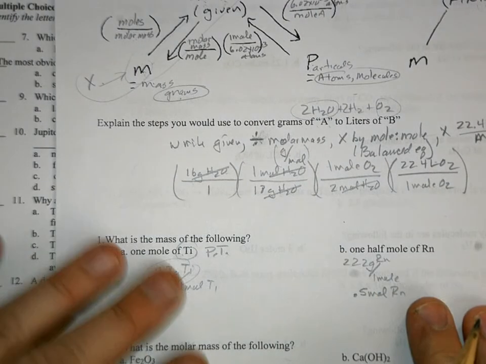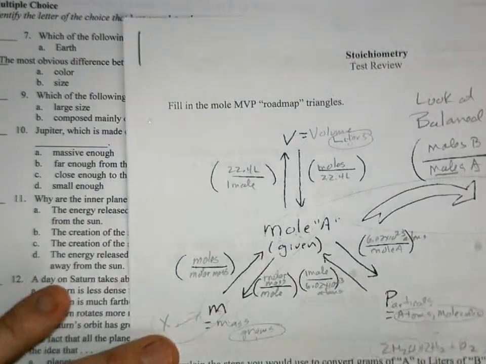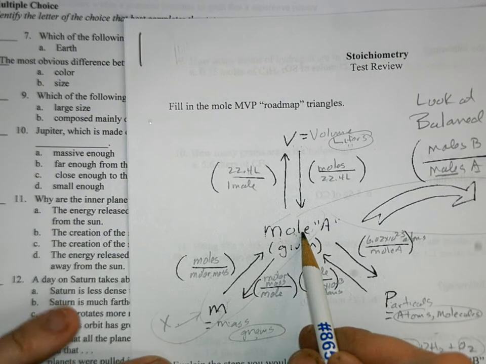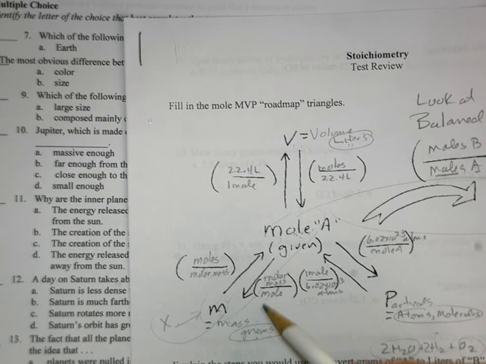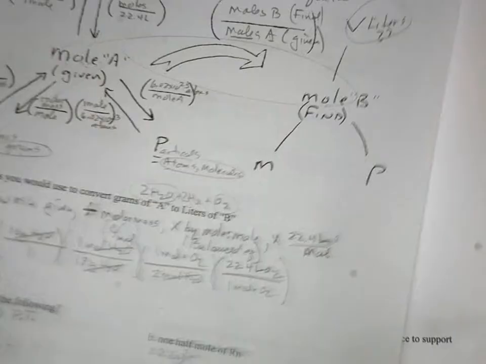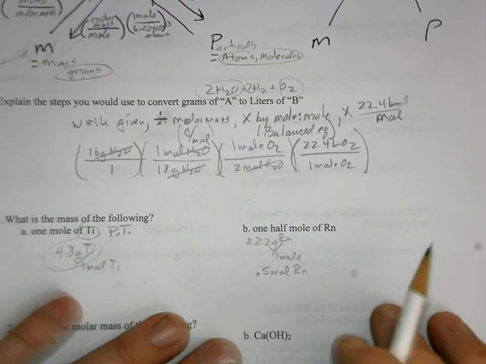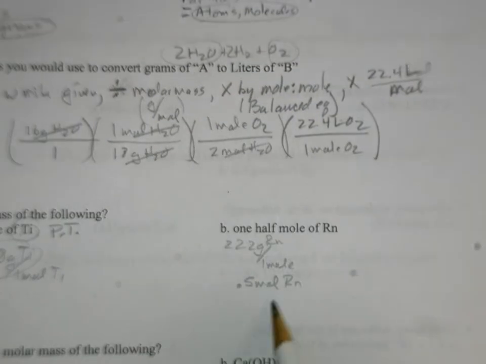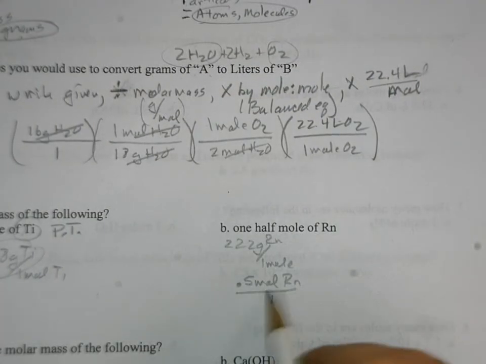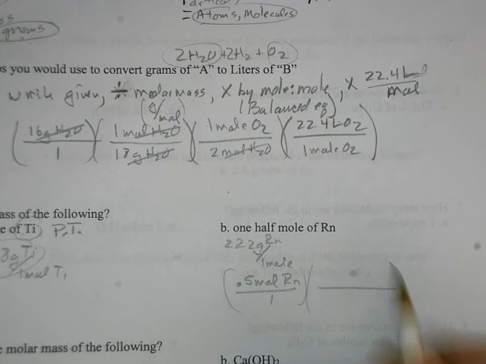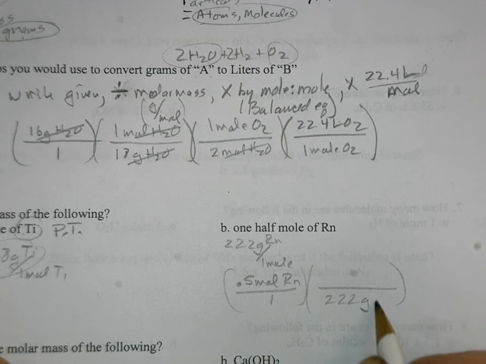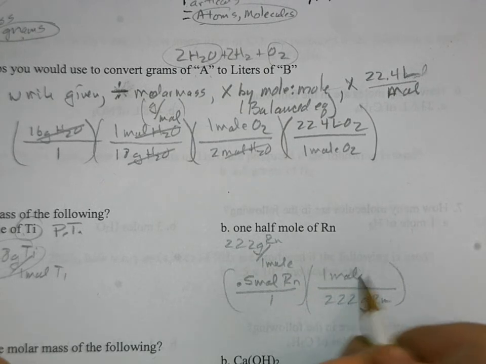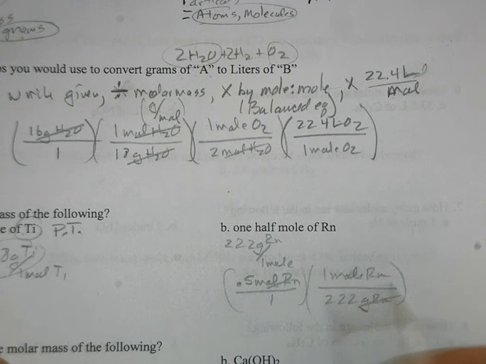So if we want to come back over here, we're given how many moles of radon? 1/2 a mole. We want to convert it to mass. So since we're going away from this triangle, we want to multiply it by the molar mass of radon. So if we're given 1/2 a mole of radon, we'll put that over 1. And the molar mass of radon is, we said 222, so 222 grams of radon in 1 mole of radon. Those cancel. I'm not going to calculate it. You can do that.